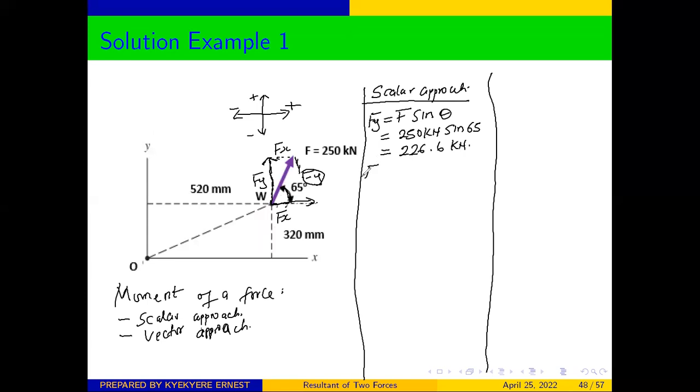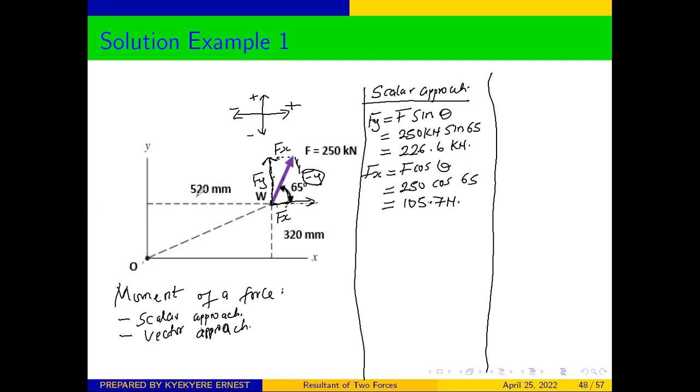So our s component, f of x, will be equal to f cos theta. And from here, we can see that our s is 250 cos 65. And from there, our answer is going to be 105.7 newtons. Good. So once we have been able to establish that, then we have been able to resolve our force into components, the s component and then the y component.